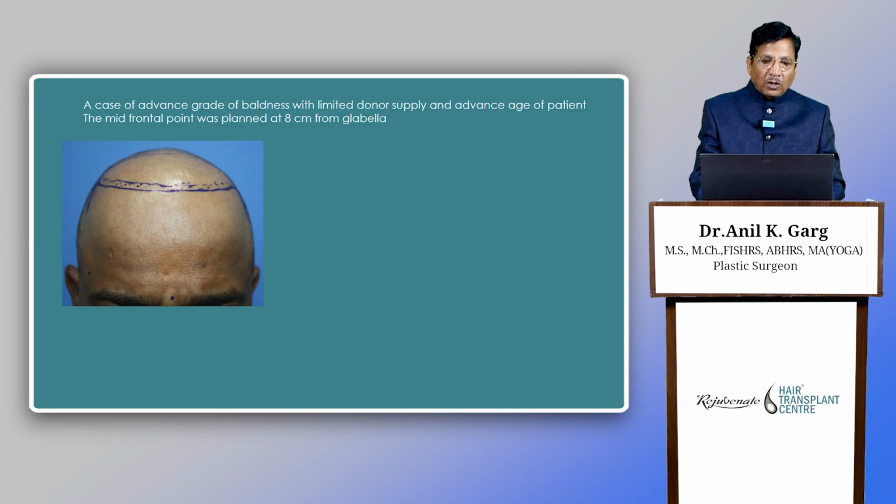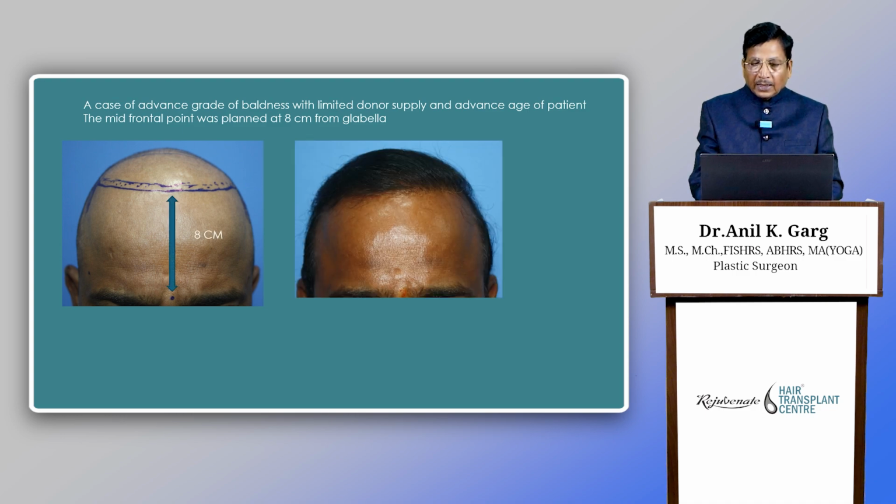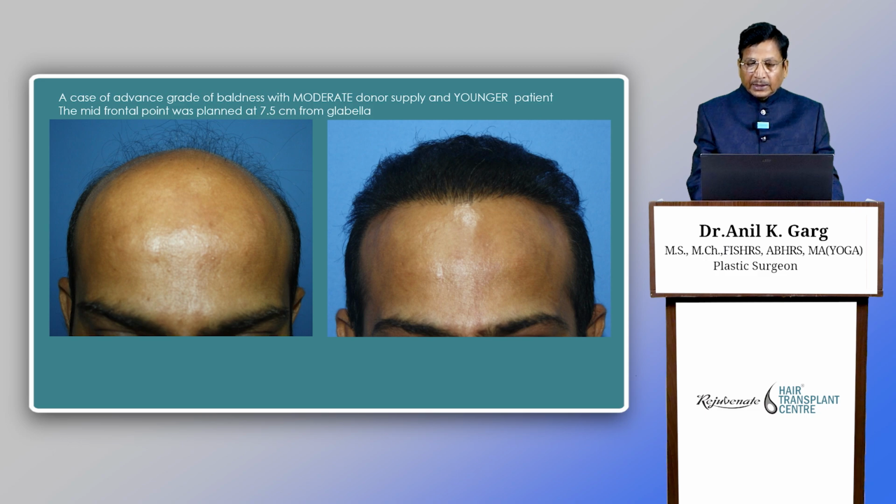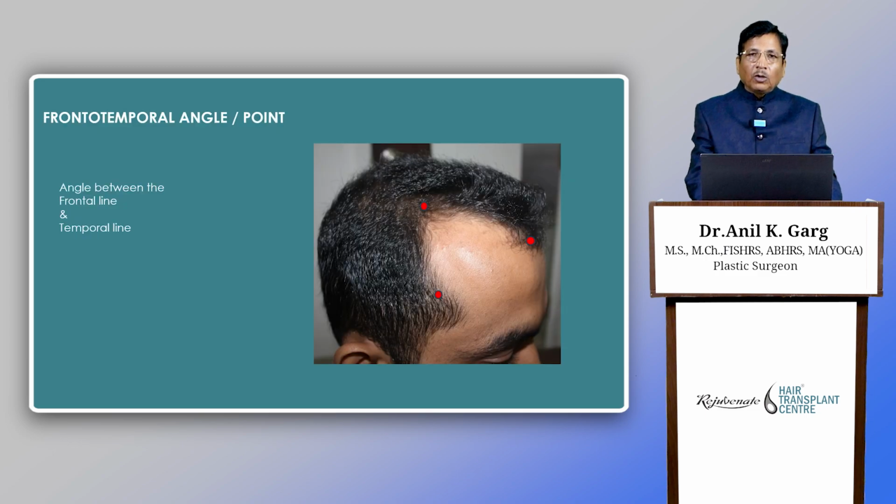This is a case of advanced grade of baldness with limited donor supply and an older patient. The midfrontal point was planted at 8 cm from the glabella and he looks quite natural. Another case of advanced grade of baldness with moderate donor supply and a younger patient. The midfrontal point was planted at 7.5 cm. He looks quite good. Now the frontotemporal angle or point.